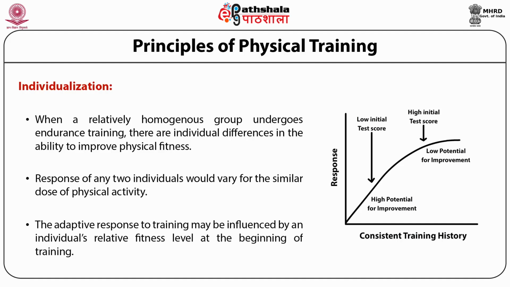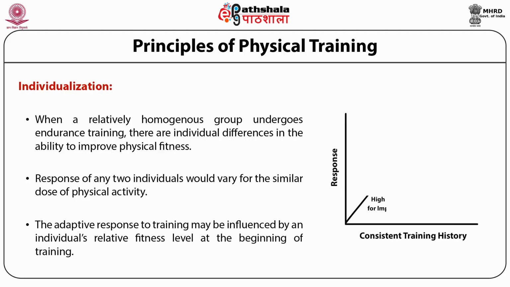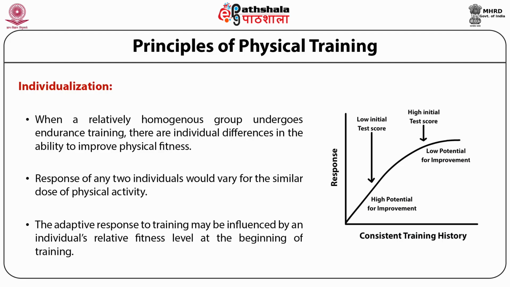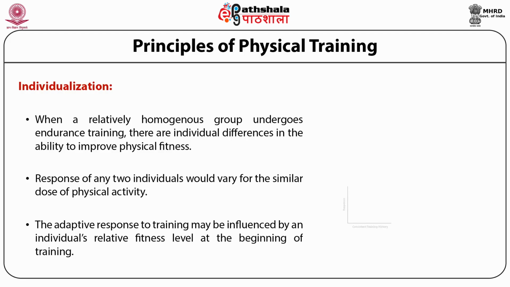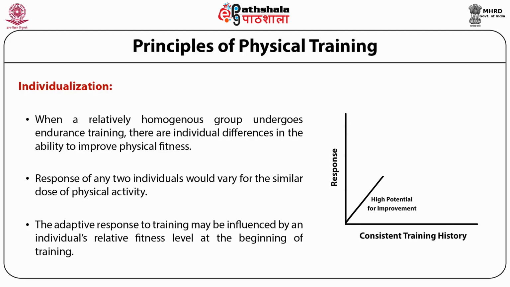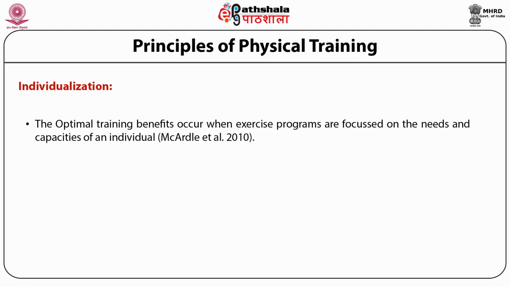The adaptive response to training may be influenced by an individual's relative fitness level at the beginning of the training. Lower fitness would deliver greater training improvement, and this applies to healthy individuals as well as those who are at risk for diseases. As we can see from this graph, it shows the influence of the initial fitness level of an individual on adaptive response. The optimal training benefits occur when exercise programs are focused on the needs and capacities of an individual. Therefore, a coach should structure the training and conditioning program in such a way that it meets the needs of each individual with enhancement in performance.